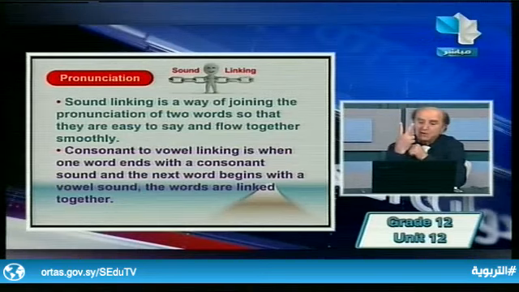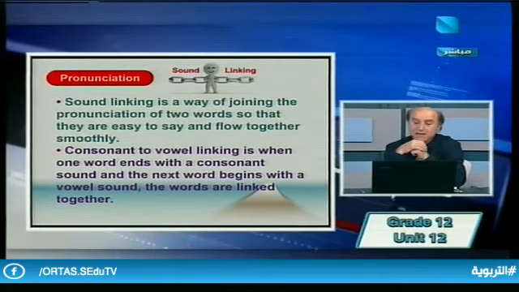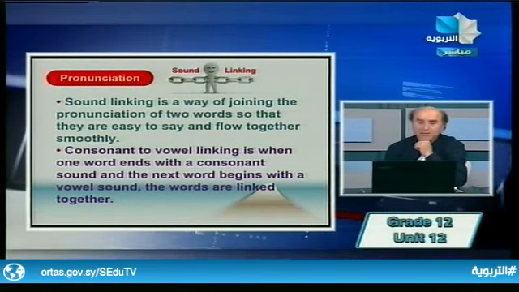Now we are going to see how we link words together so that we become very close to English native speakers. Why are English people very quick in speaking English? One of the reasons, of course, is that they link sounds together. Sound linking is a way of joining the pronunciation of two words so that they are easy to say and flow together smoothly.